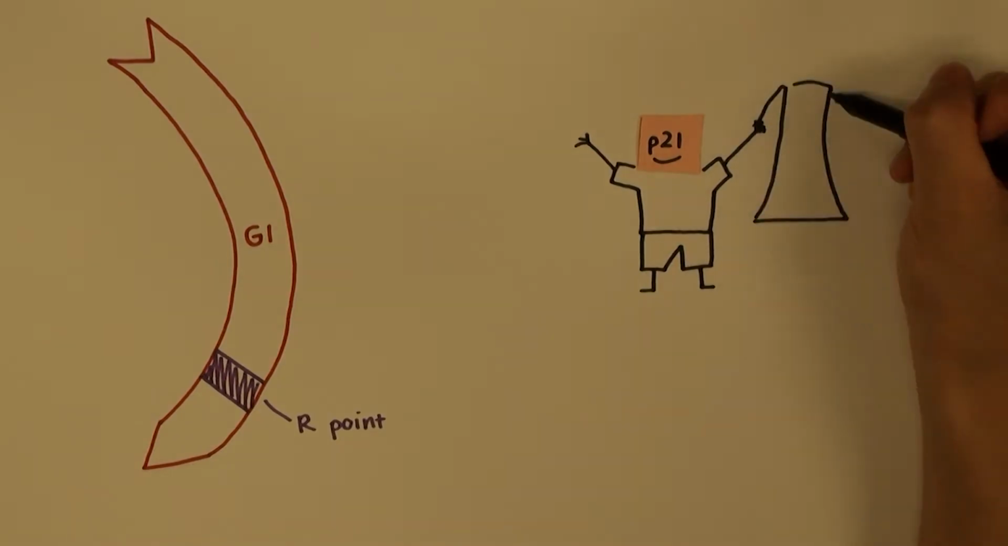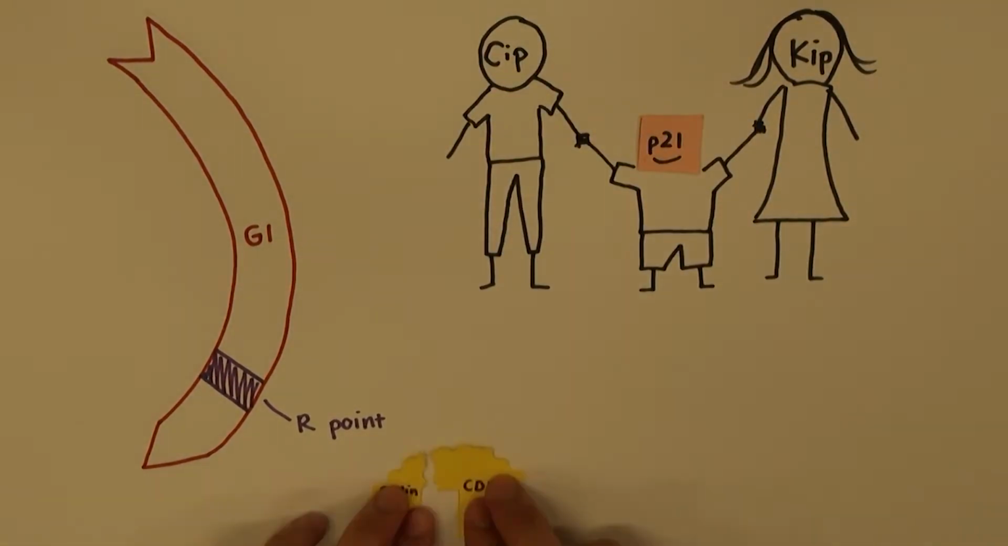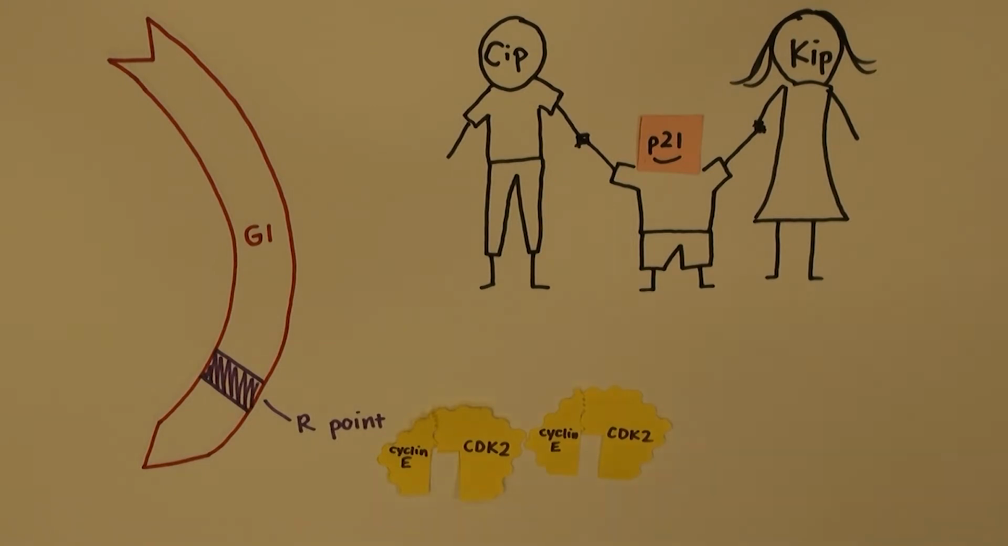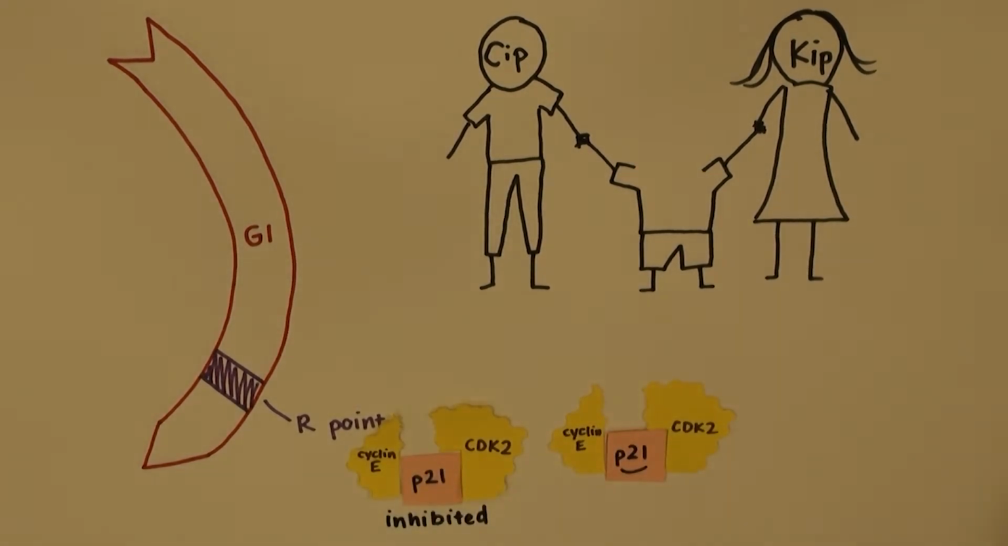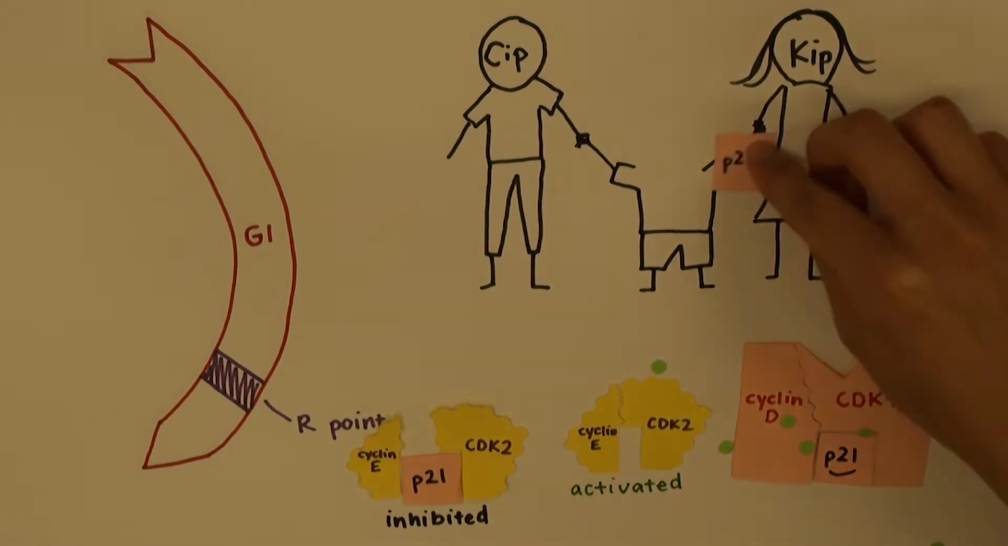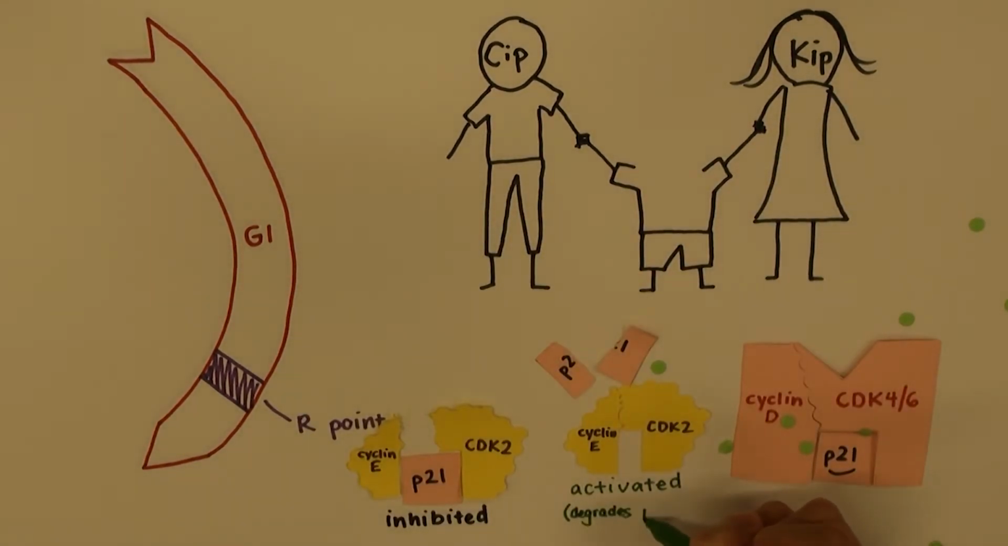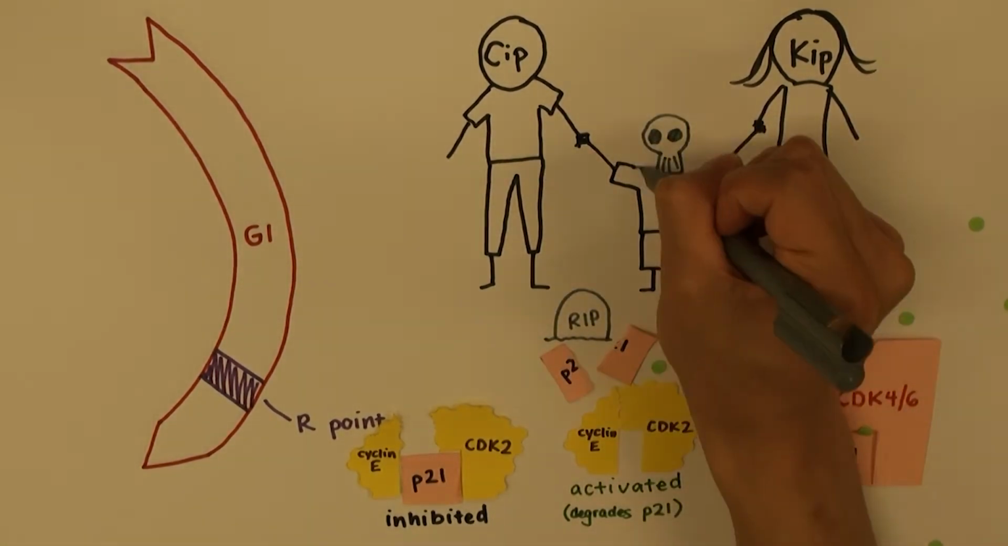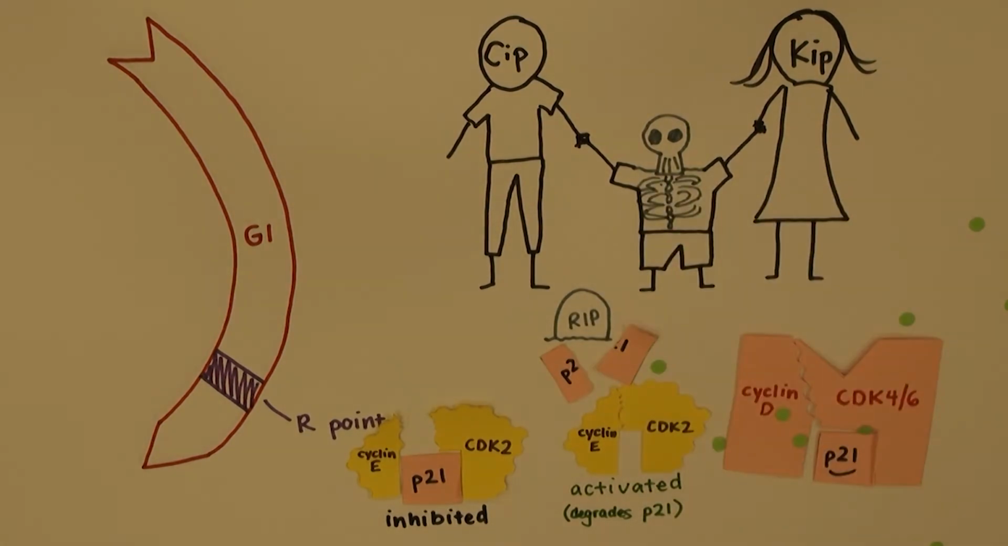Inhibition of cyclin E CDK2 activity is carried out by a molecule known as P21, which is from the CIP/KIP family of inhibitors. P21 also binds to cyclin D CDK4/6 complexes, with a higher affinity than for cyclin E CDK2. However, in this instance, it increases its activity. Free P21 is also degraded by cyclin E CDK2 activity, which along with the sequestering of P21 by cyclin D CDK4/6 ultimately leads to increased cyclin E CDK2 activity and cell cycle progression.